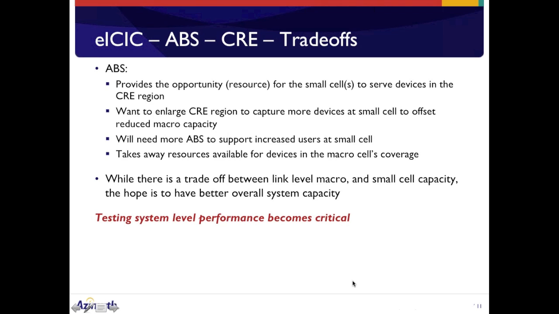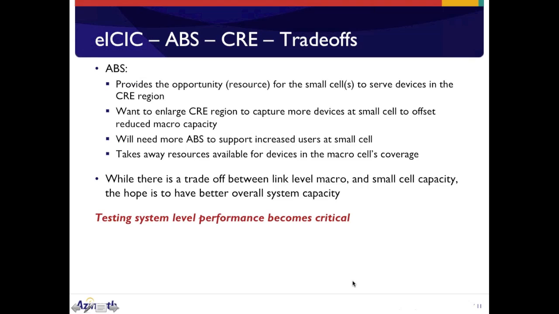Now, the combination of the ABS and the cell range extension give you a lot of different ways to trade off your system parameters to achieve best capacity. The cell range expansion region allows more users to call a cell home, but the more users that small cell has, the more ABS that are going to be required. But this takes away from the macro capacity. There's a trade-off that has to be made here.